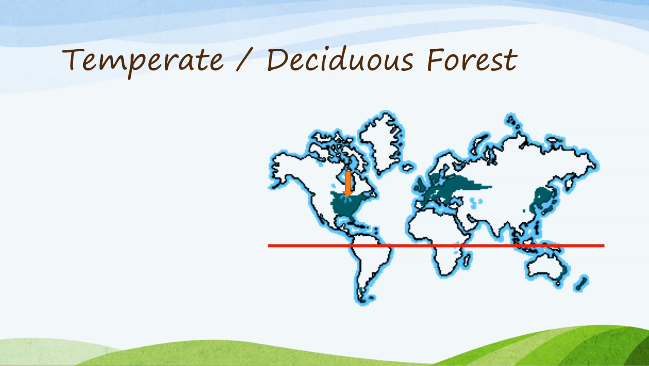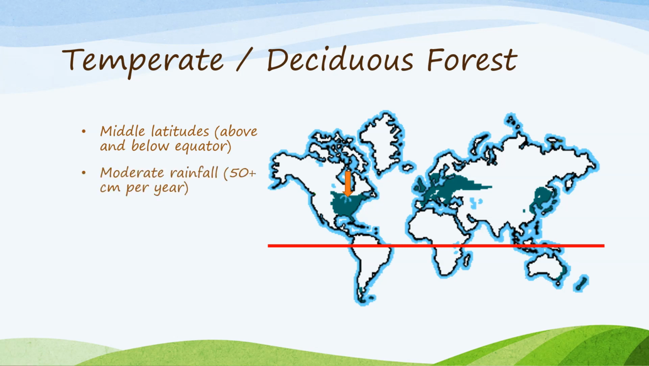And notice how the areas are those that are, again, above and below the equator, most of it being above. But if you look down at Australia and New Zealand, in the lower right-hand side, that also has some temperate and deciduous forest there. So again, it's those middle latitudes that tend to be above and below the equator.